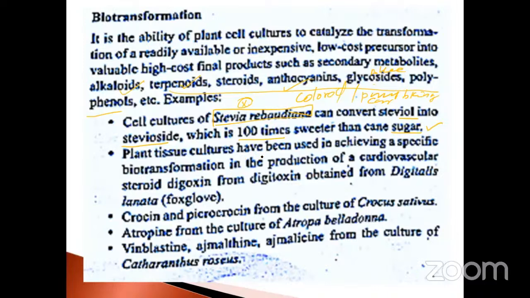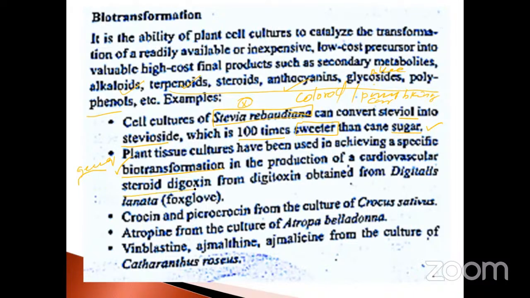Another one is that plant tissue culture has been used to achieve a specific biotransformation. What is the meaning of biotransformation? The sugar characteristics and properties are also transferred from one plant to another plant. That is also biotransformation, where bio means gene transformation. Particularly, which gene is responsible for the sweetness?